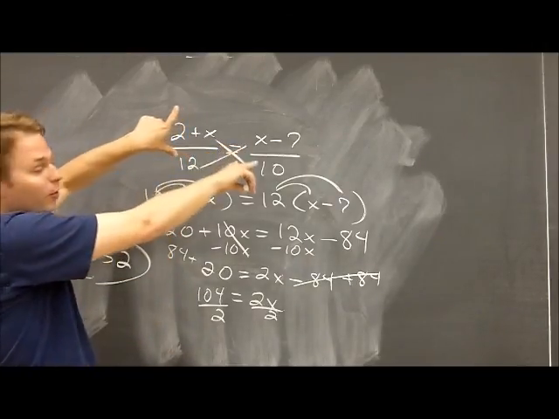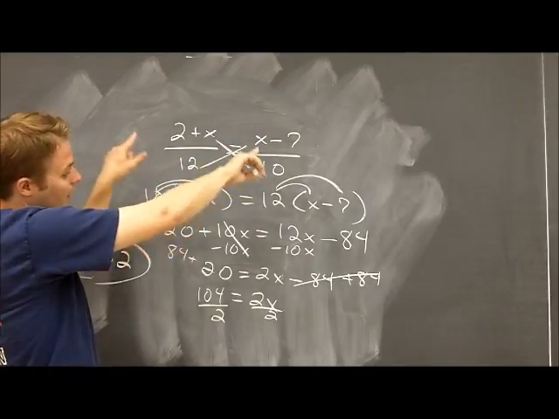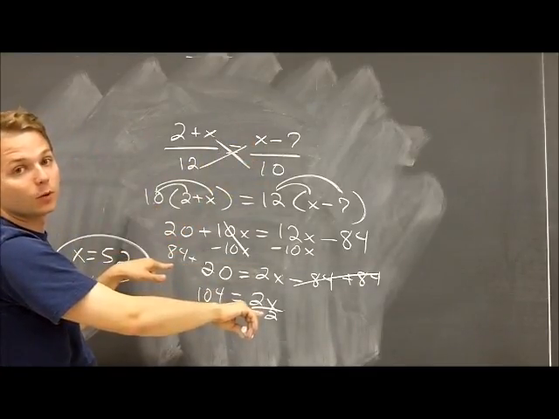If you have a fraction equal to a fraction, you can always just cross multiply, and then hopefully from there you can solve the equation relatively easily.